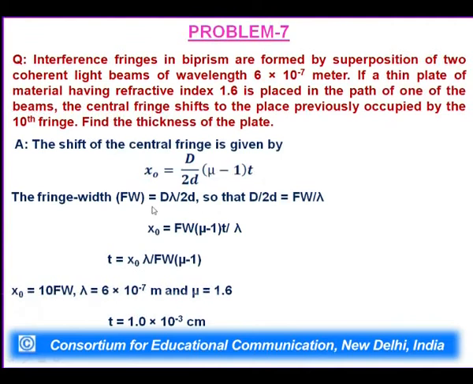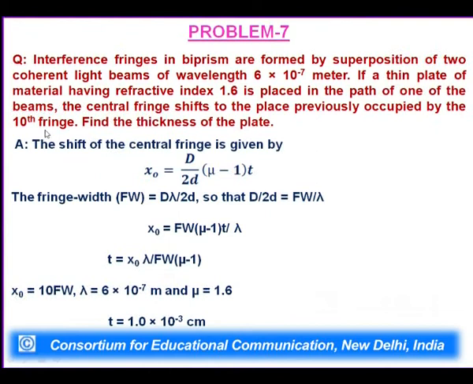The fringe width is equal to D lambda by 2d, so that we can get D by 2d is equal to fw by lambda, where fw represents the fringe width. Then we can get x naught is equal to fw (mu minus 1) t by lambda. As we calculate t, we take t this side and all the terms that side, and we put the value x naught, which is equal to the 10th fringe.